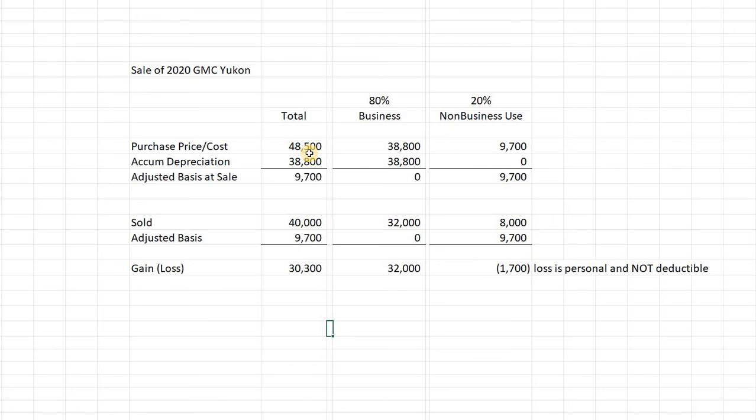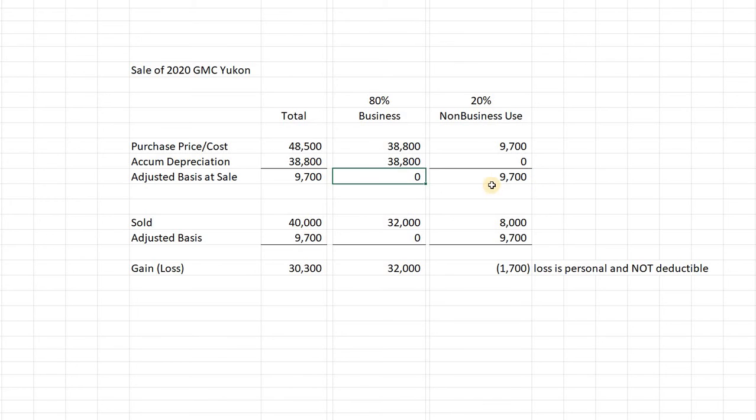But the Yukon here, remember that the total purchase price initially was $48,500. But that, again, has to be separated between what was business use and what was non-business use. So 80% business use, $38,800. That is the cost allocated to the business. And that's also the cost, or the depreciable amount, that we could even take depreciation expense on, right? And so we took depreciation on the whole amount there. So our basis is $0 from the business's perspective.